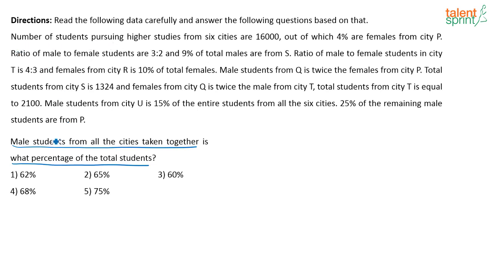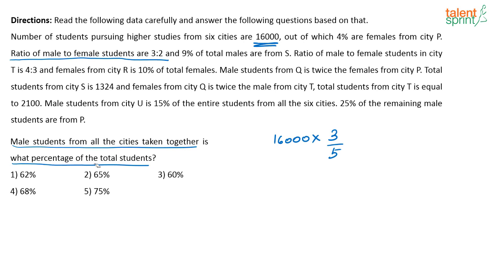So here what is asked: male students from all cities is what percentage of total students? When I skim through the information, I understand that there are 16,000 students, and the ratio of male to female students is 3:2. How many male students will be there? If there are 5 people, out of that 3 will be male. So 16,000 into 3/5, correct? That many male students will be there.